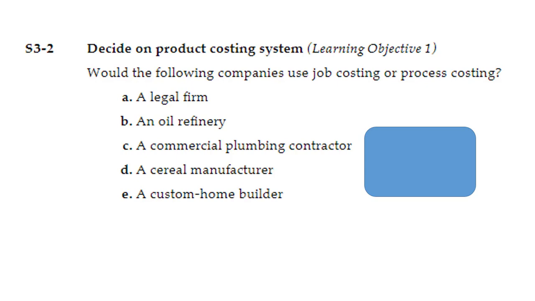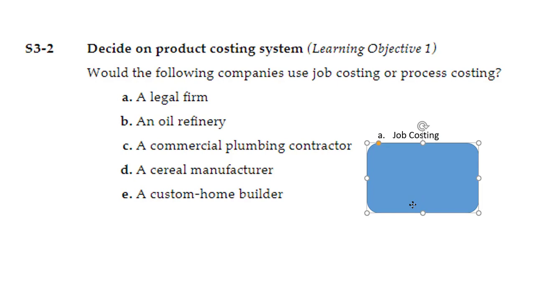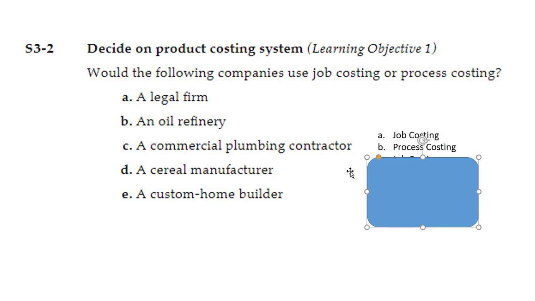So let's do a quick problem here. Decide on the product costing system. Would the following company use job costing or process costing? A legal firm would be job costing. An oil refinery is a little bit tricky. Everything's processed the same way, right? So that would be process costing. Commercial plumbing contractor. That would definitely be by job. He wouldn't average his work out. That's job costing.